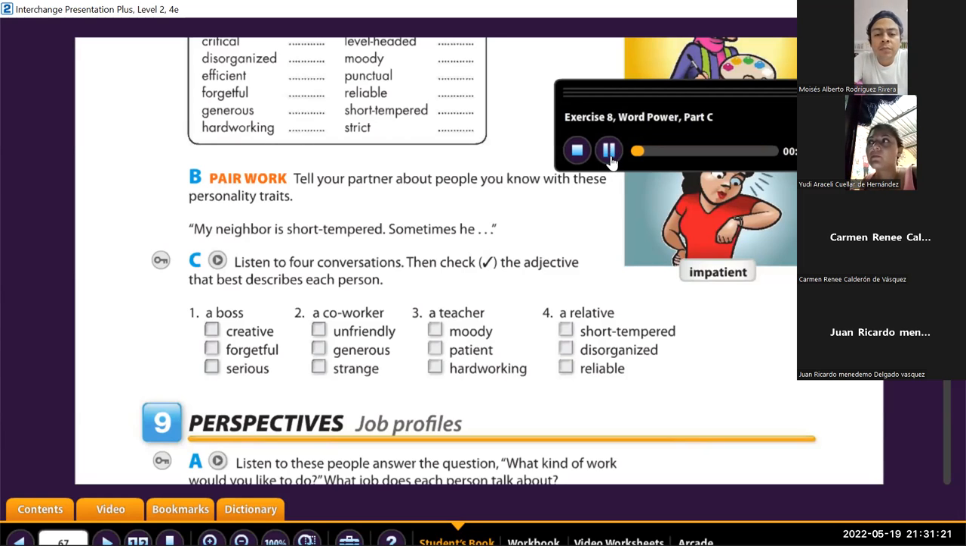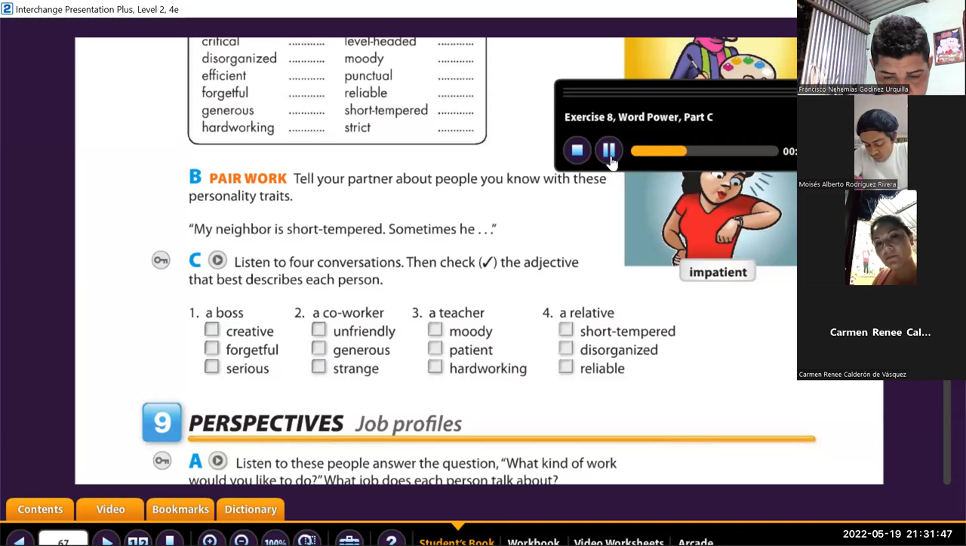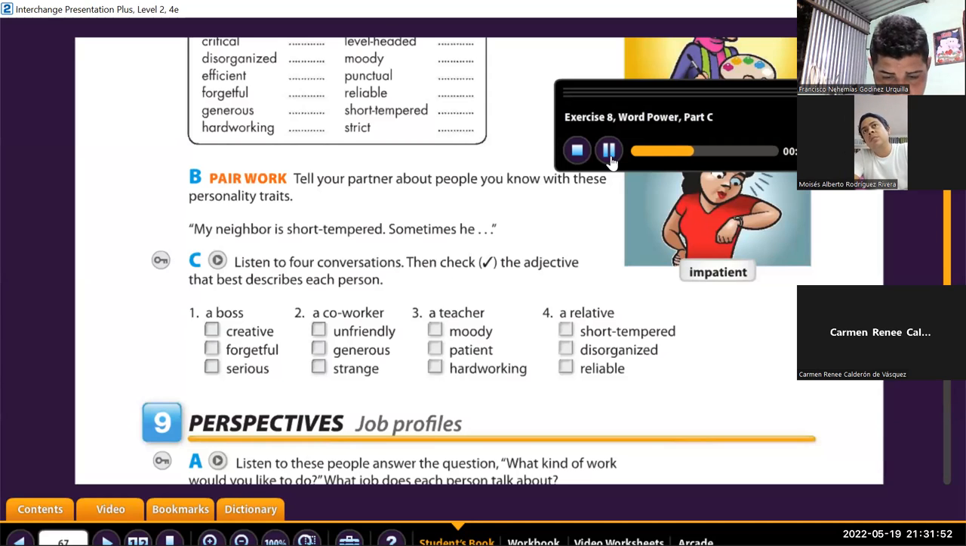Page 67, exercise 8, word power, personality traits, part C. Listen to 4 conversations. Then check the adjective that best describes each person. 1. A boss. How do you like your new boss? She's okay. I just wish she'd learn to lighten up a little. What do you mean? Oh, she never enjoys a joke. She never laughs. It's hard to even get a smile out of her.